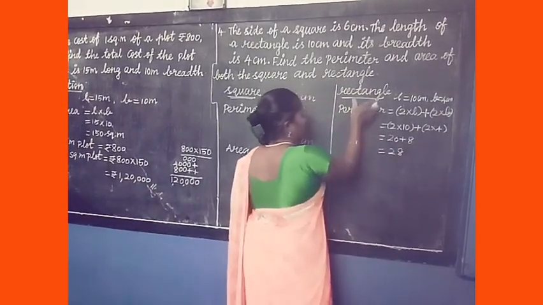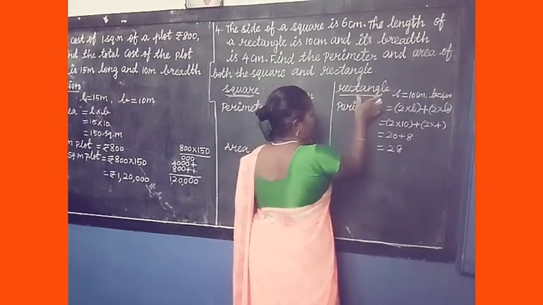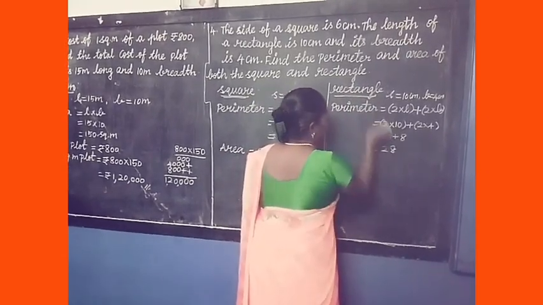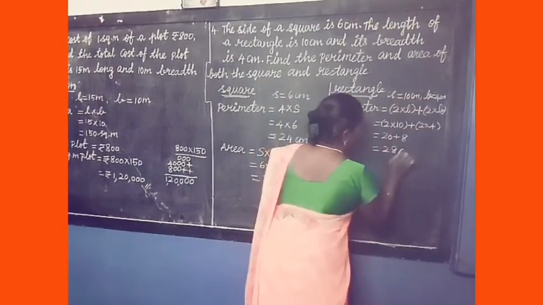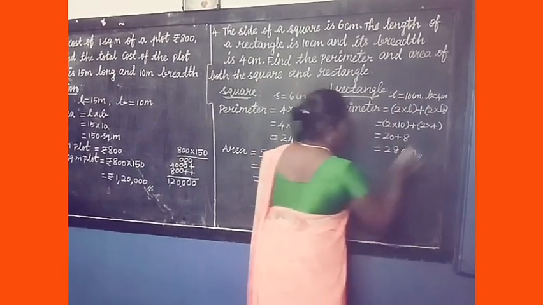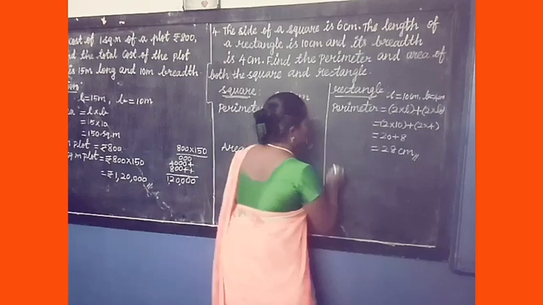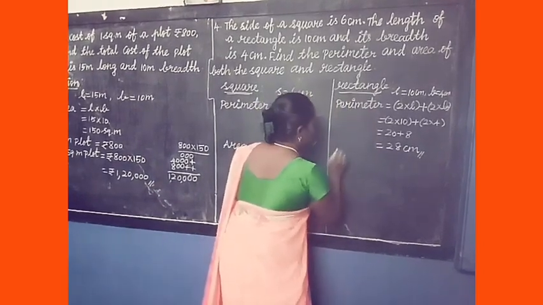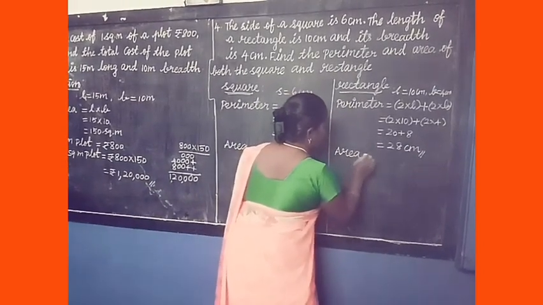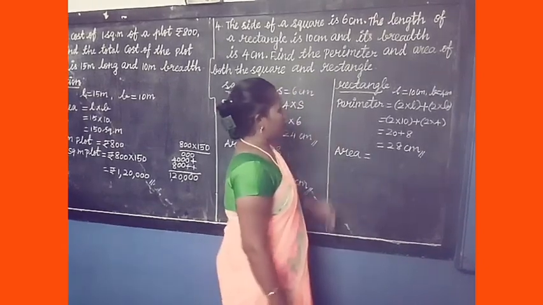So perimeter of a rectangle value means we write the unit value only. So 28 centimeter is the answer. Next we have to find the area of a rectangle. So we write area is equal to, what is the area of a rectangle formula?